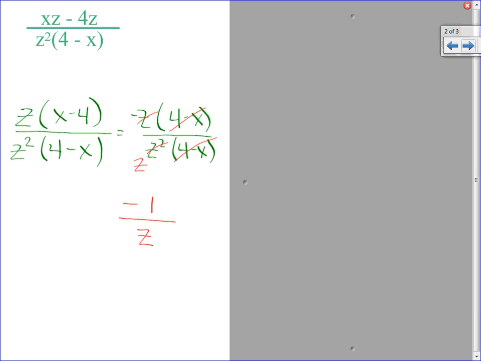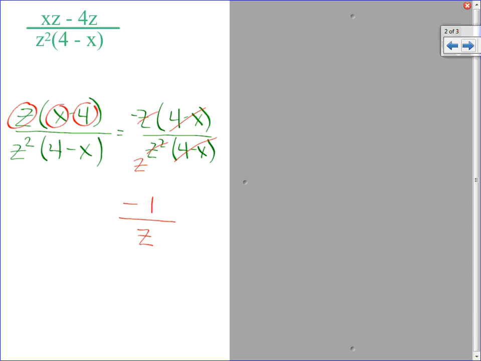Questions? What's that? You change all the signs on either all the numerator or the denominator. We picked the numerator to change all the signs. So now it's a negative z, and then this turned into a negative x plus 4, which we just rewrote. Questions?